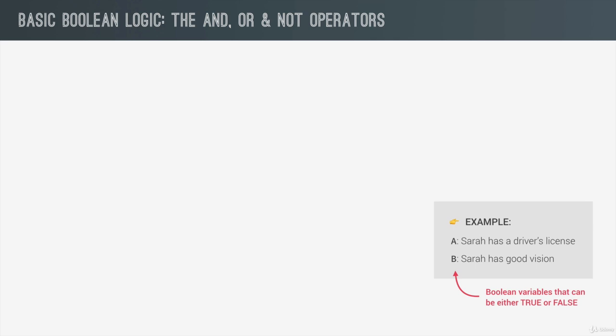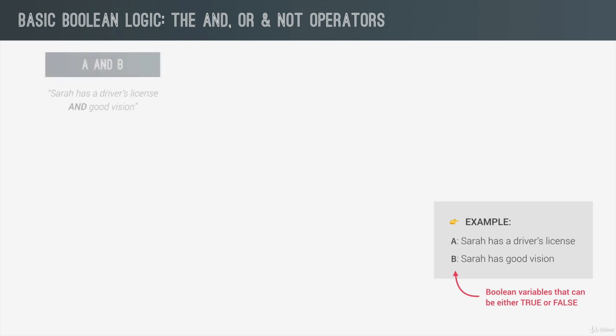So here we have two Boolean variables that can either be true or false. A is that Sarah has a driver's license, and B is that Sarah has good vision. So both of these are of course conditions that can be true or false, because Sarah could have no driver's license and she could have no good vision, right? And of course, on the other hand, she could also have a driver's license and could have good vision.